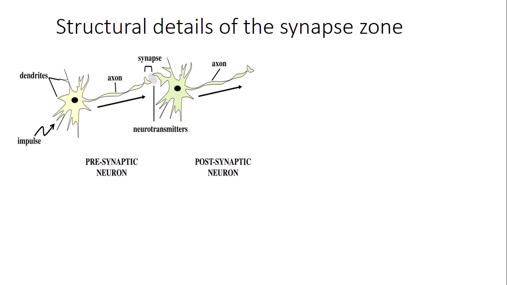Let's look at the structural details of the synapse zone. First of all, this is a general view of a synapse. This is here the first neuron bringing the message. It's called the presynaptic neuron. The one receiving the message is the postsynaptic neuron, and this region here is the synapse zone. Now note that sometimes this cell is replaced by a muscle or a gland, but the idea is the same.